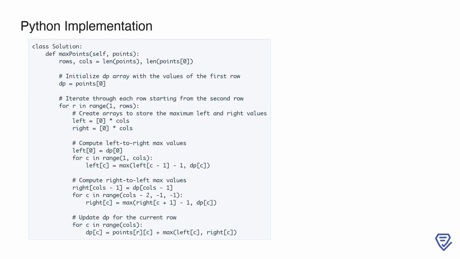We initialize the first element of left to the first value of DP, and then for each subsequent column, we calculate the maximum value between left[j-1] minus one and the corresponding value in DP. This accounts for the movement cost as we traverse from left to right. Similarly, the right array is computed by starting from the last column and moving right to left, where we consider the maximum between right[j+1] minus one and the current DP value. These two arrays allow us to efficiently determine the best possible values for each column in the current row.